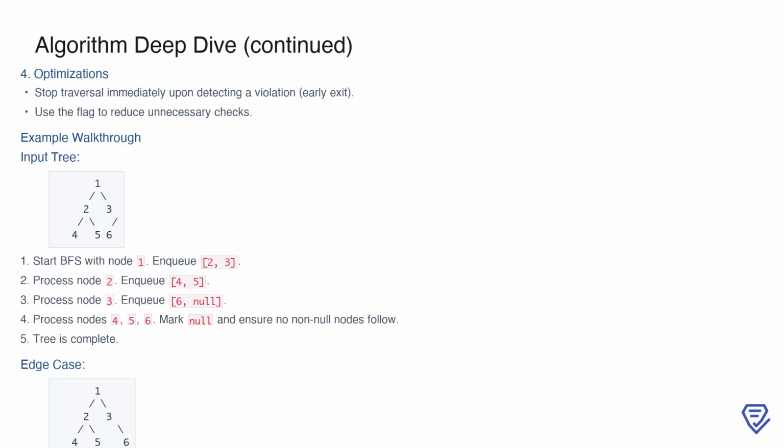Consider a tree with the following structure. The root node has a value of 1, with left and right children 2 and 3, respectively. Node 2 has children 4 and 5, while Node 3 has only a left child, 6.